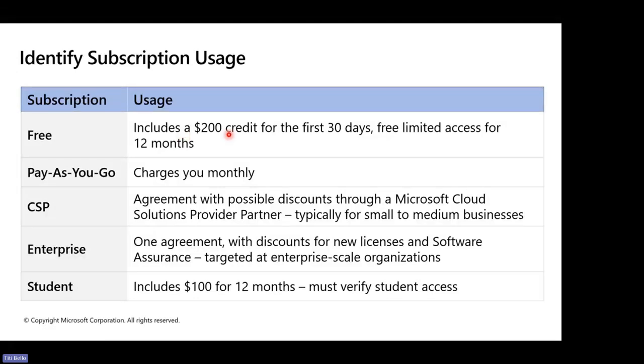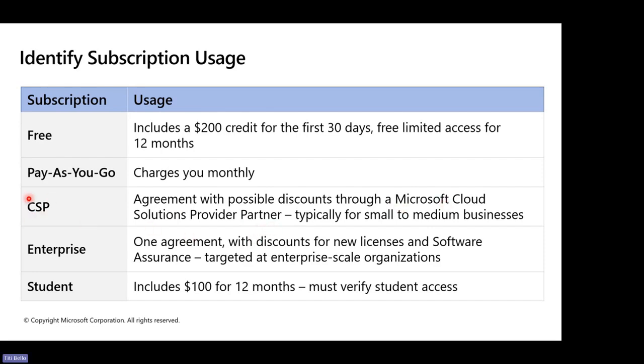There is App Service, for instance. There are free tiers of App Service that you can still use, and some other resources. Then you have what we call pay as you go. Pay as you go means you created the subscription using your own credit or debit card, and then Microsoft will be deducting their money as you use the services every month, right? There's what we call CSP. CSP stands for Cloud Solution Provider, right? And this is a kind of agreement with possible discount through a Microsoft partner.